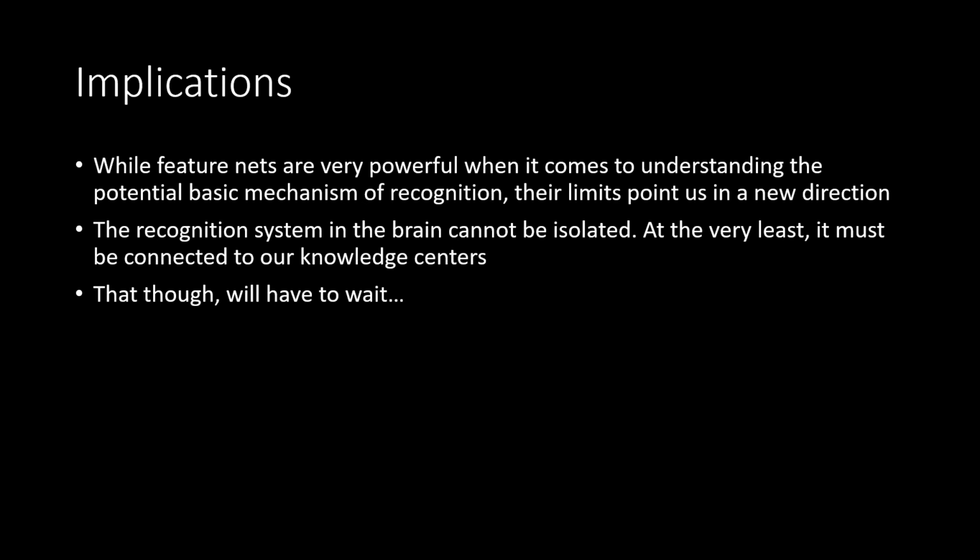And so this has some implications, which ultimately lead us to the conclusion that, even though feature nets are very powerful when it comes to understanding the recognition system, they have some pretty stark limitations that point us in a new direction, which is that the recognition system in the brain cannot be isolated. It cannot exist by itself as these feature nets we've been studying exist, which are only designed to do a singular thing in isolation. Our recognition systems in our brain must be connected at the very least to our knowledge centers, our memories, both episodic and factual.